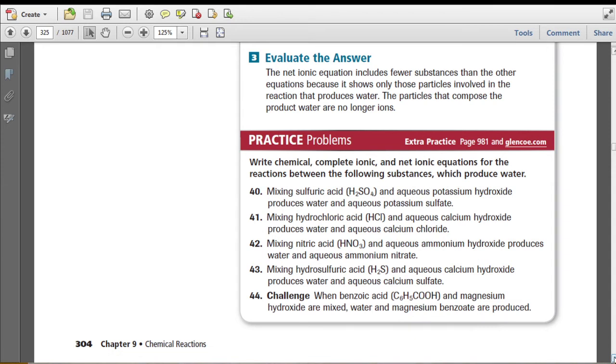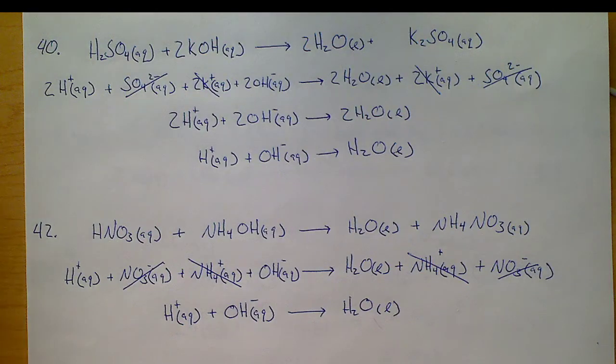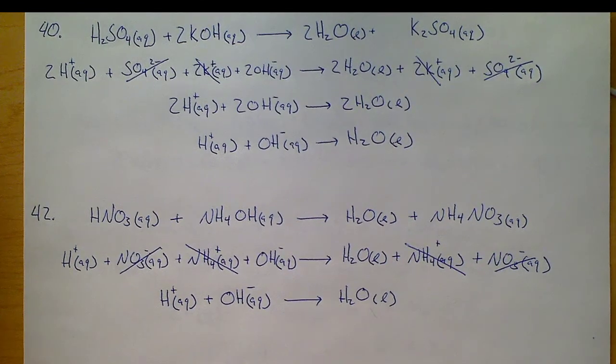Go ahead and pause the video and write the chemical, complete ionic, and net ionic equations for the reactions between the following substances that produce water. Here are the answers for 40 and 42. Just note for 42 how we were able to reduce the net ionic equation by a factor of 2.